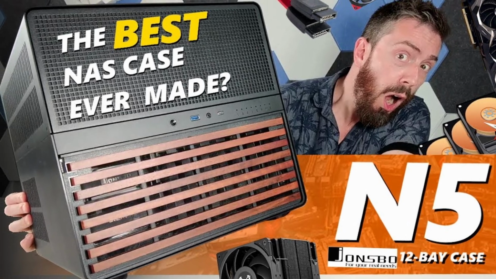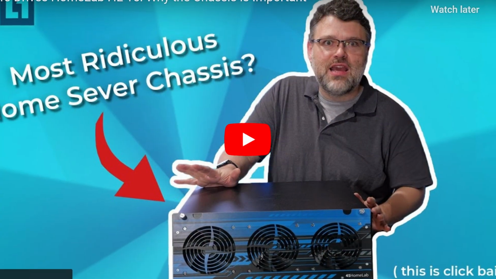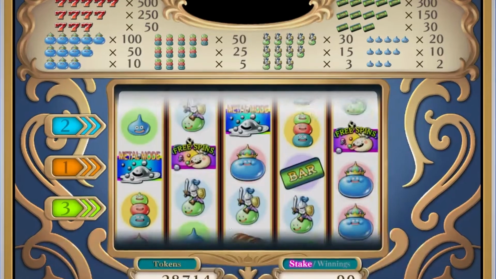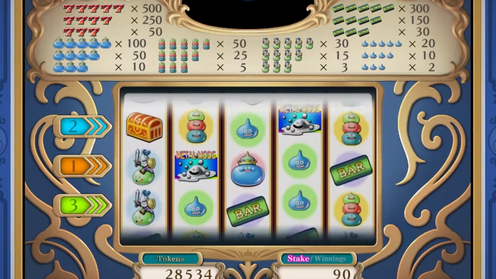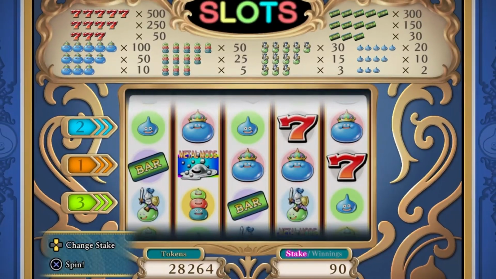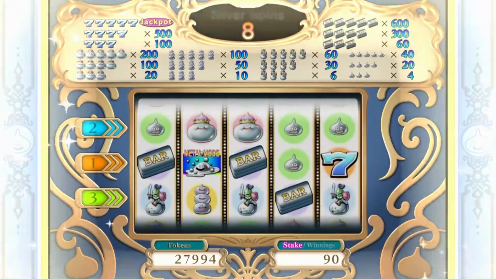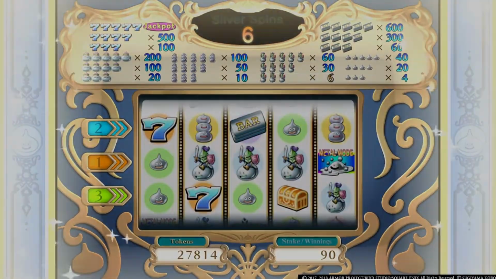I had seen reviews of various Jonsbo enclosures on YouTube and more serious enterprise-grade stuff like the 45 Drives HL15. I didn't really want to break the bank on an enclosure though, but with so many of the lower cost options seemingly catering toward a more casual use case, I felt hung up on this part of my search.